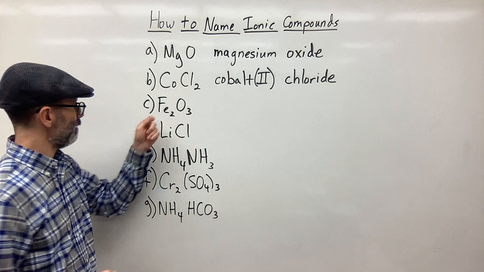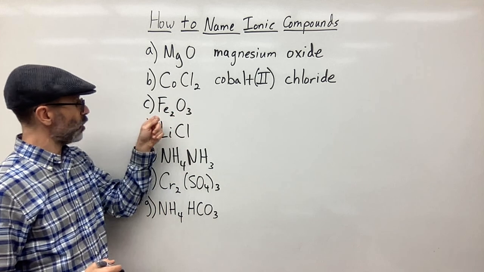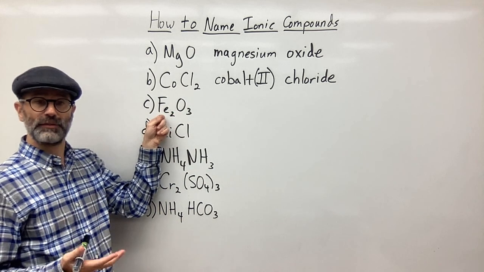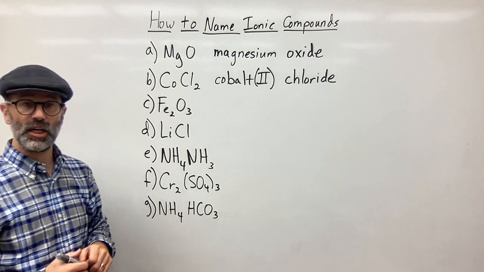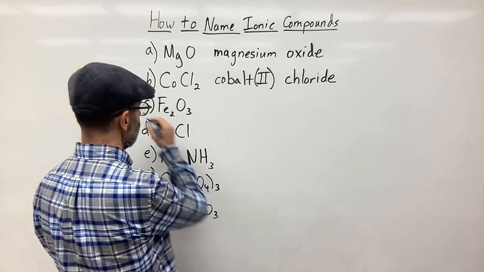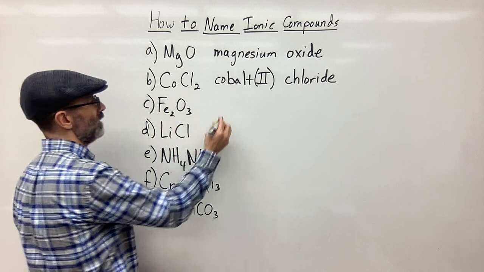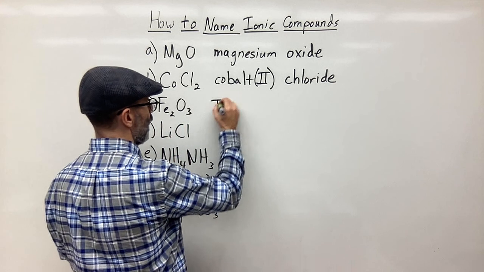Here we have Fe and O. So again, Fe, that stands for iron. So the name of your first element, or the name of the first ion, is going to be the name of the element, iron.